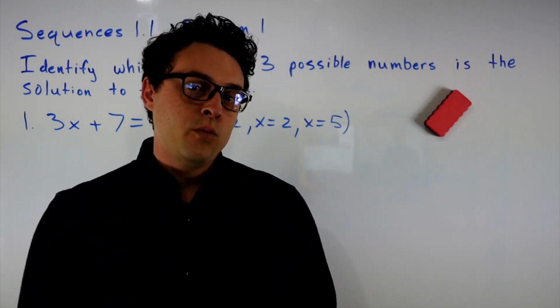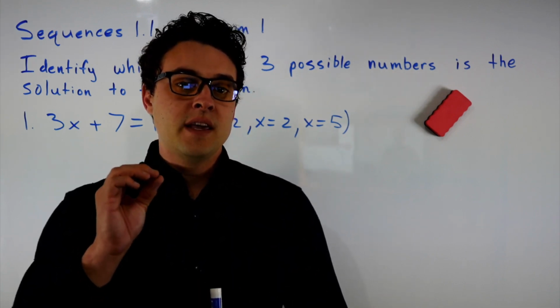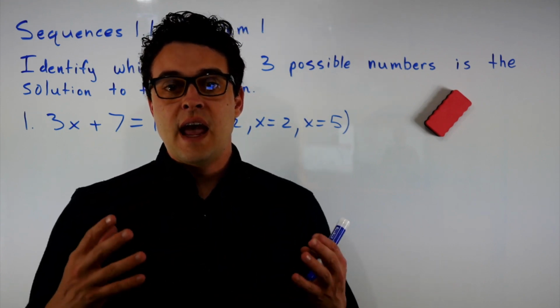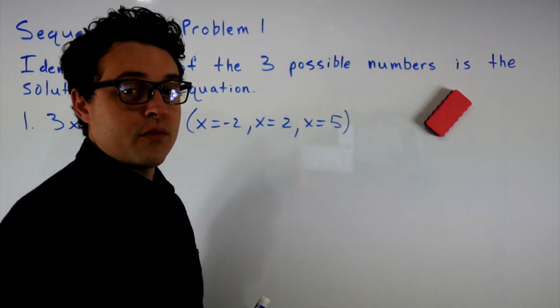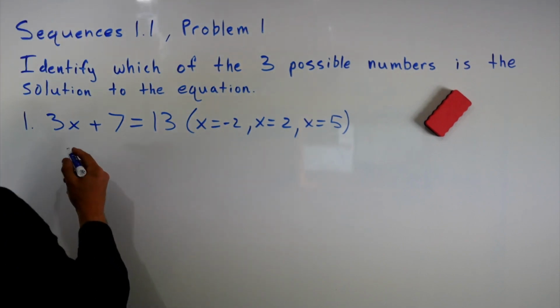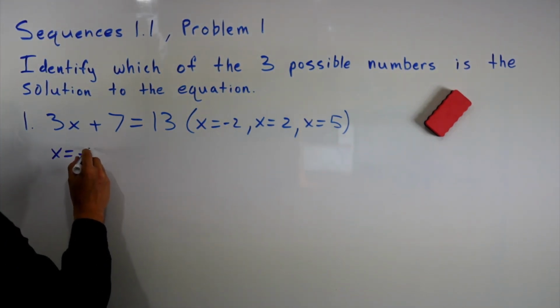But what you want to do when you get faced with a problem like this is plug in each of the solutions for x and see which one actually works out. So we'll take these three numbers, put them in for x right now, and see which one's a solution. All right, so first we'll use x equals negative 2.